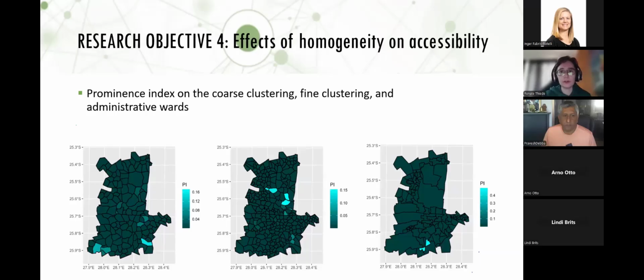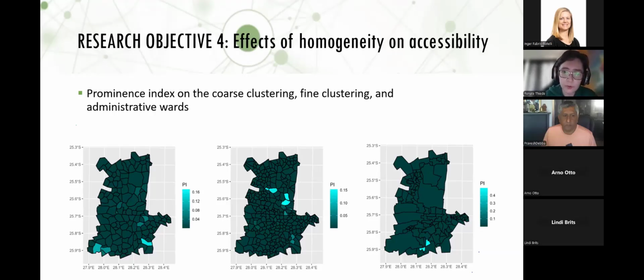And then I also looked at the accessibility, of course. The results I include here are the prominence index. There's more in the PhD, but just the prominence index, because otherwise there would be a lot of results to compare. Of course, I couldn't get homogeneity on the administrative units because they're not convex. But accessibility I could measure on all of them. And there it shows that there's some differences between them.